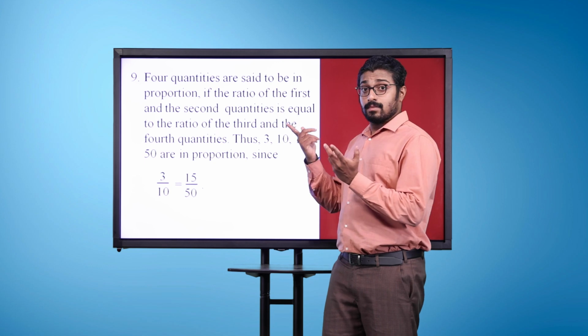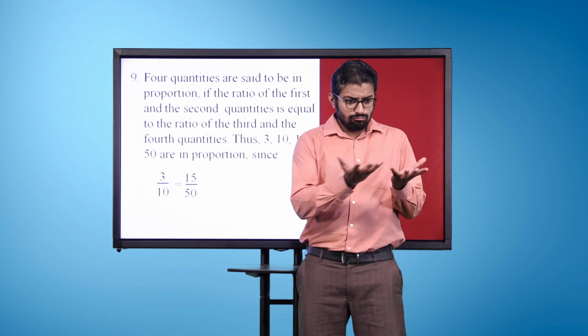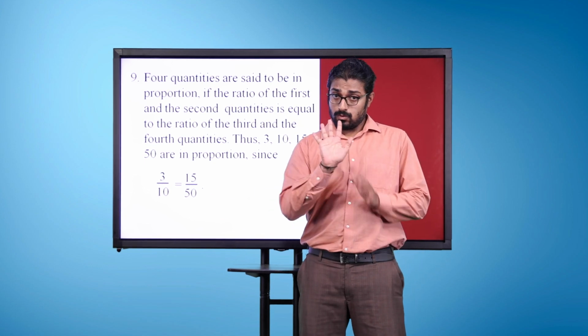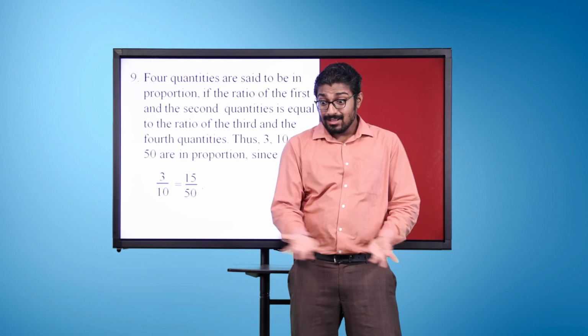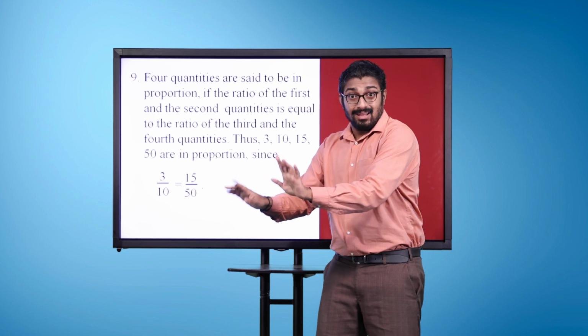9. Four quantities are said to be in proportion if the ratio of the first and the second quantities is equal to the ratio of the third and the fourth quantities.